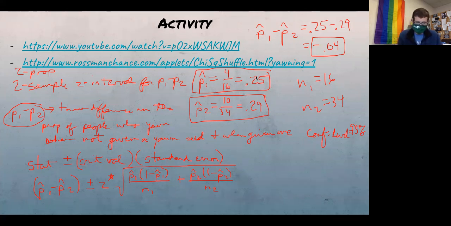All right. And now here's where I want to actually plug in values. We found p hat sub 1 minus p hat sub 2. This is where we plug in the negative 0.04. Plus or minus my z star. What is the z star if we're going with a confidence level of 95%?